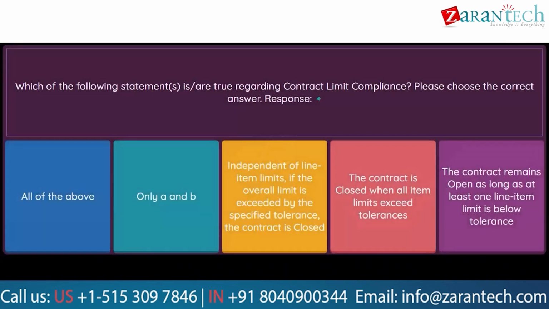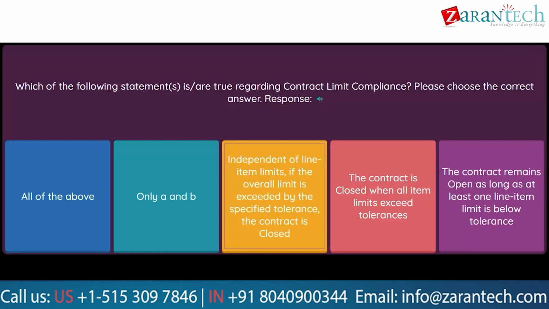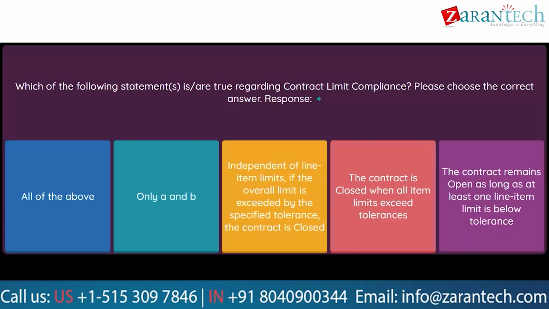Question: Which of the following statements is/are true regarding contract limit compliance? Please choose the correct answer. Response: Option 1 All of the above. Option 2 Only A and B. Option 3 Independent of line item limits. If the overall limit is exceeded by the specified tolerance, the contract is closed. Option 4 The contract is closed when all item limits exceed tolerances. Option 5 The contract remains open as long as at least one line item limit is below tolerance.